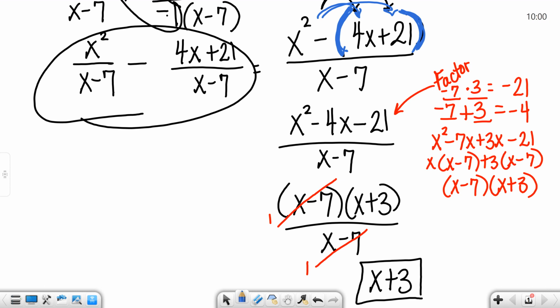All right? So that is really all there is to this section, adding and subtracting with like denominators. Our next section will have different denominators, and so that'll be a little bit extra step there. So I will see you for section 4.